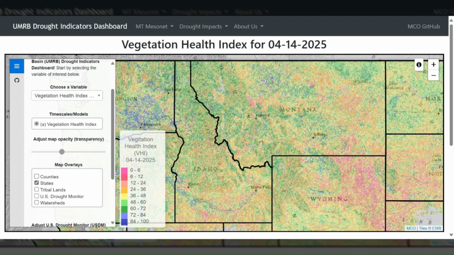In conclusion, the UMRB Drought Dashboard offers a comprehensive and user-friendly interface to display and interpret a wide range of drought metrics and variables. By simply clicking on the map controls, you can access detailed data on soil moisture, streamflow, precipitation, temperature, snow, groundwater, and vegetation health. Overall, this is a great tool for understanding and managing drought conditions.